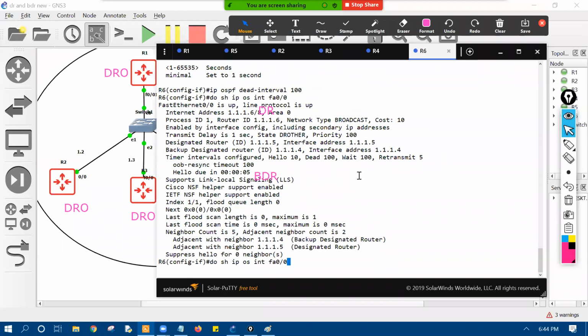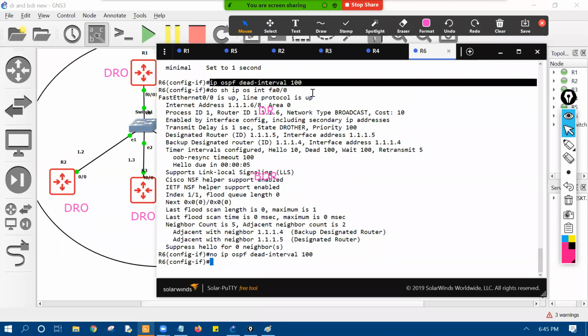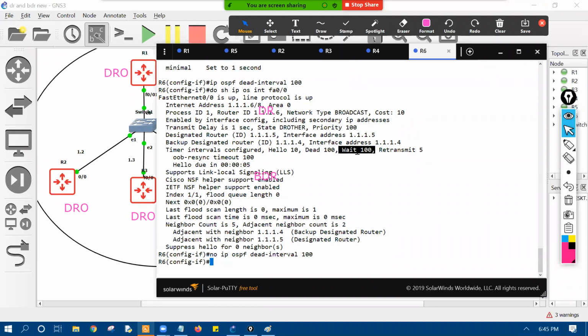Let me remove this, otherwise you should do it wrong. So once I change the dead timer interval, automatically what happened? Your wait will be changed. The wait timer is totally relying on the dead timer. If the dead timer is 40 seconds by default, the wait will also be 40 seconds. And this is just going to tell you what is the election timer, that is 40 seconds by default.